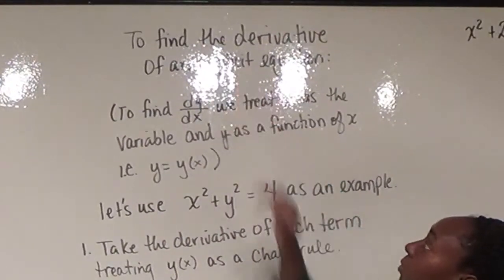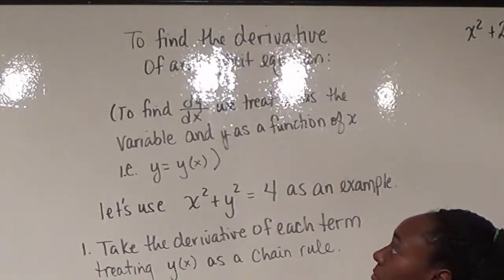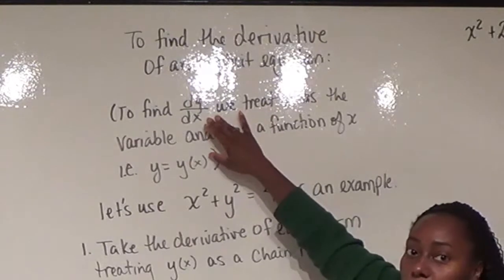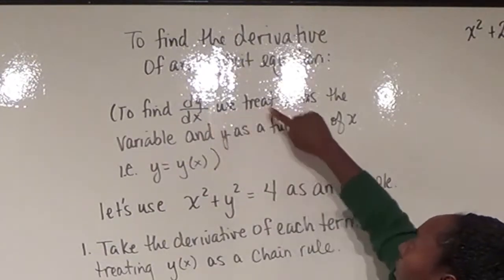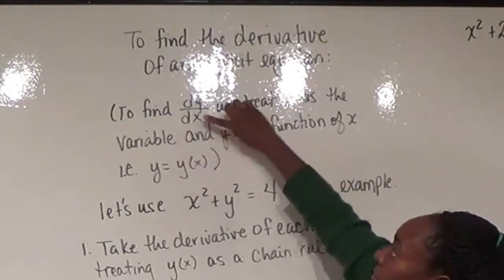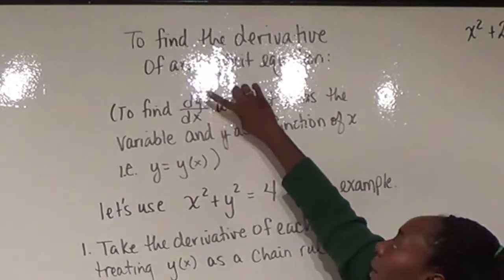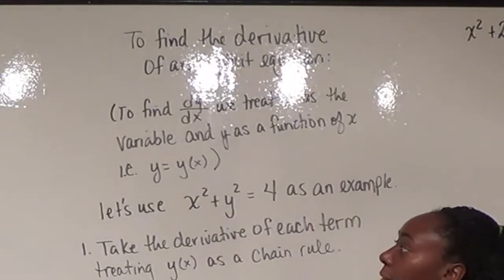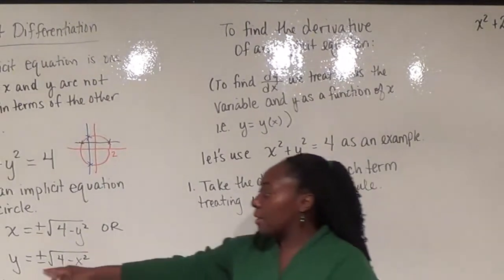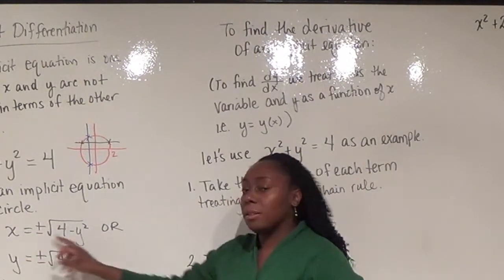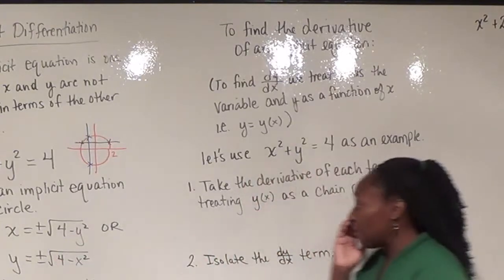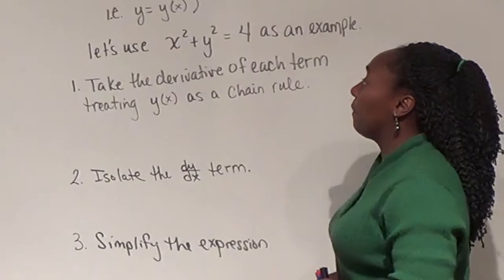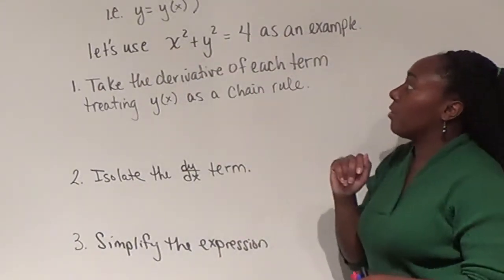So, to find the derivative of an implicit equation, basically I want to find dy dx, our derivative. We're going to treat x as the variable, since that's the one on the bottom, and y is going to be a function of x. In other words, we're going to think of it as y of x, some equation in terms of x. We just don't know what that equation is. So let's use that circle as our example.